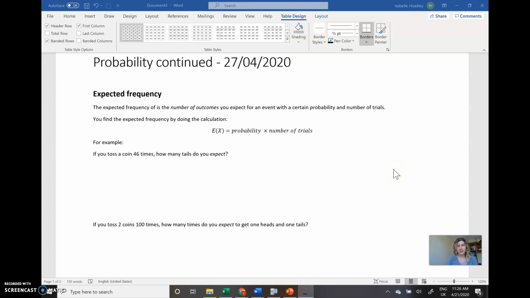Okay, welcome back. So this is the second part of probability. You'll notice that it is quite short again and not too different from what we were doing before.